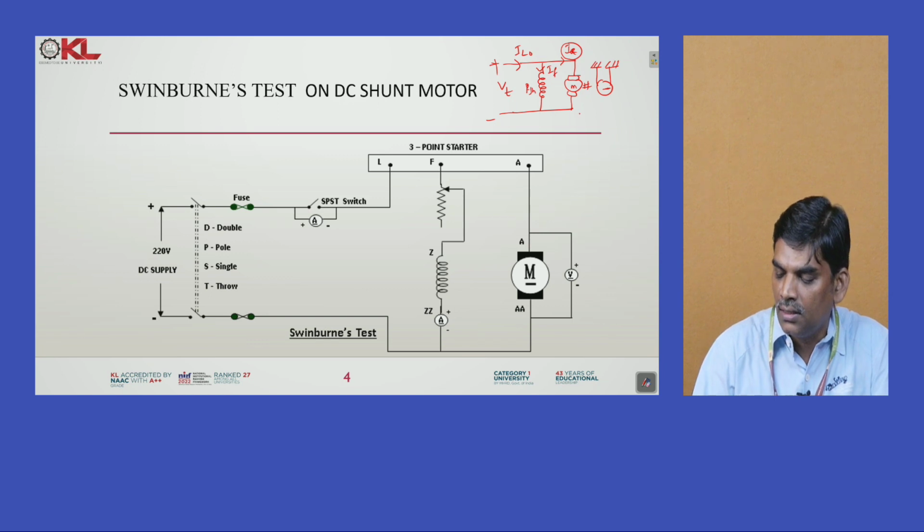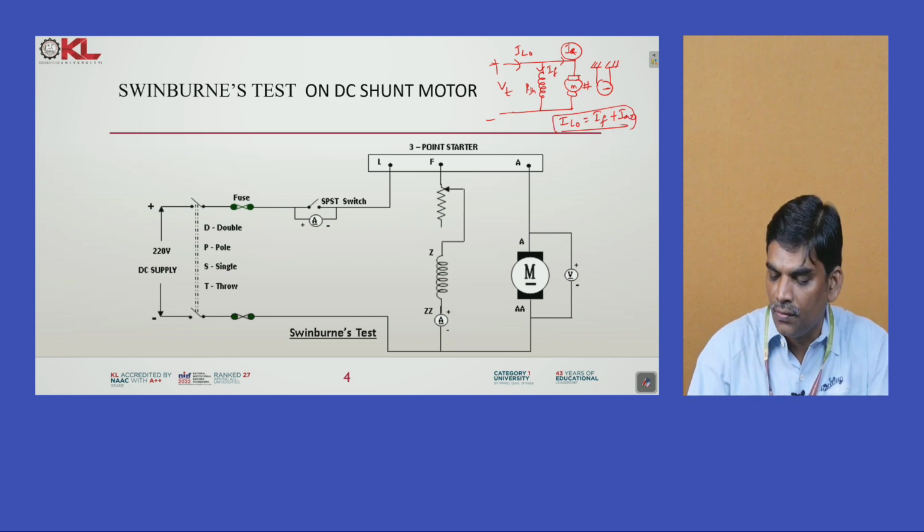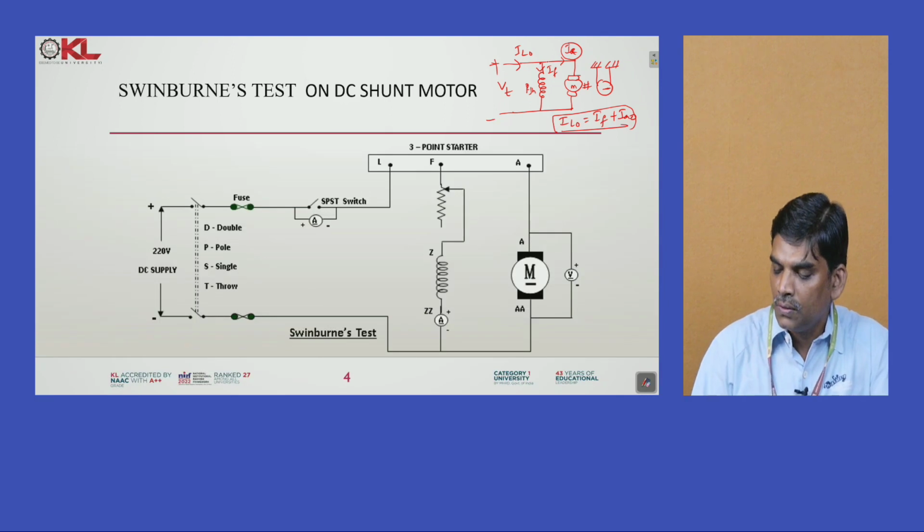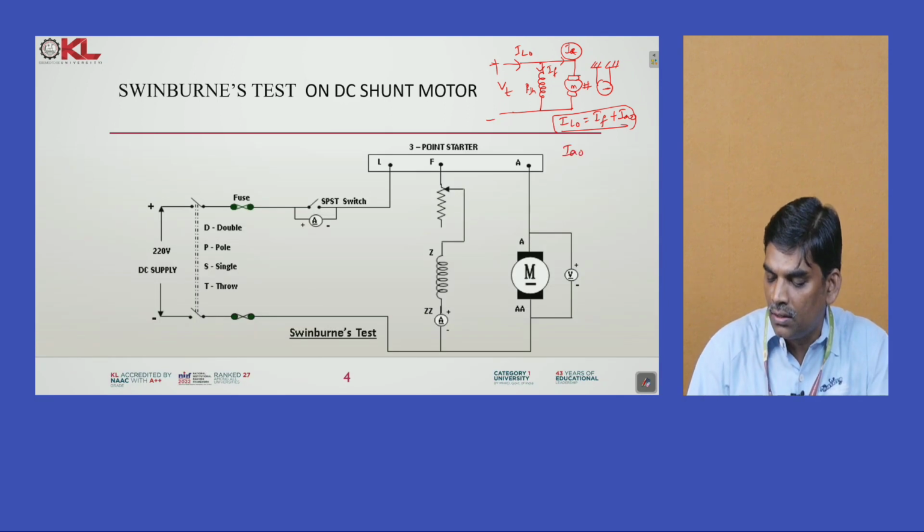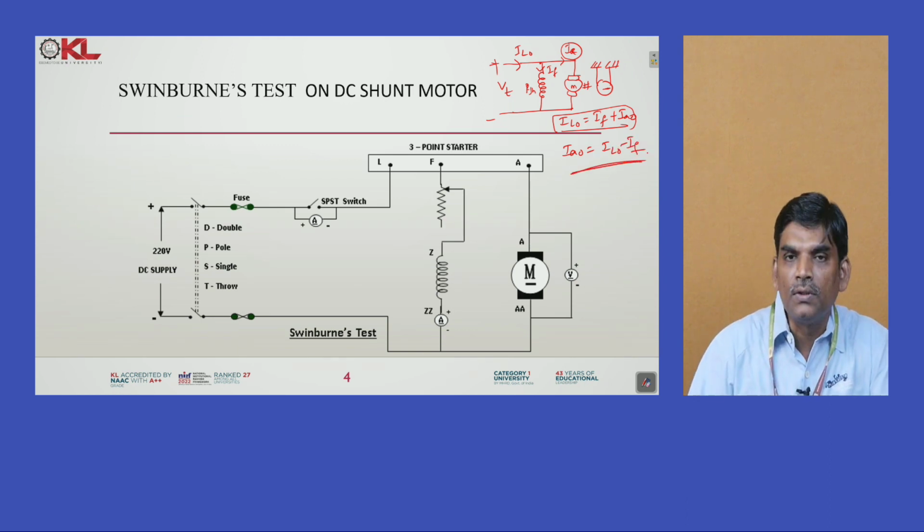So IL naught is equal to IF plus IA naught. This is the formula in this condition, applying KCL here. From this we get IA naught is equal to IL naught minus IF. So this is the point we are discussing.